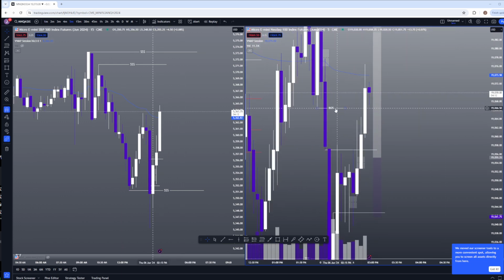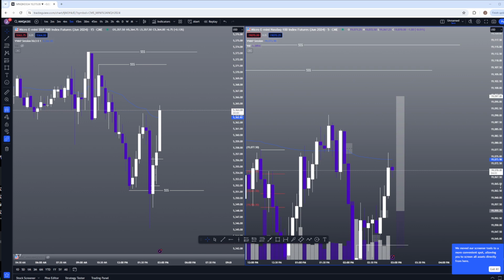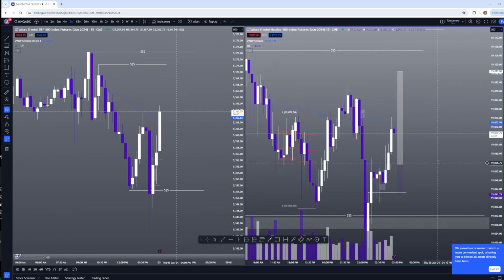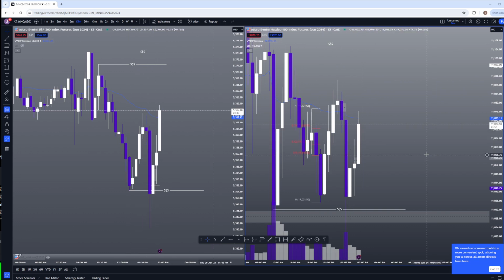So our 5 minute completely displaced both gaps. Obviously, we're heading back up. Looks like we're heading back up for a buy side liquidity. See if the 15-minute inverses this gap here.